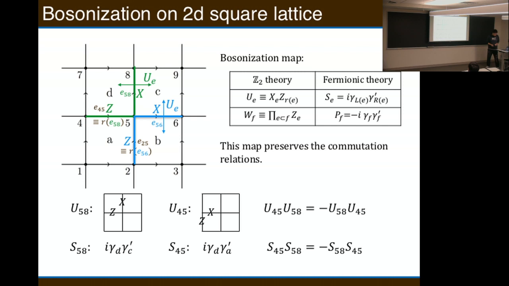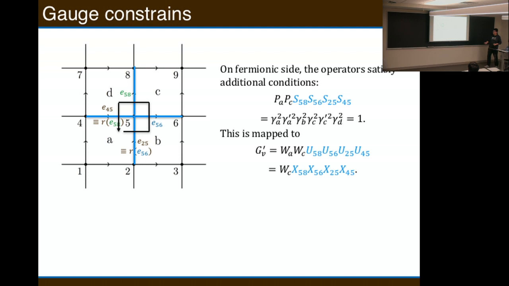However, this is not the end of the story. It turns out these two operators are not quite independent. The reason is because when we try to move a fermion around a circle, like the product of the hopping around the edges, it turns out to be equal to 1, by the property of the Majorana fermion. So this means on the fermionic side, these operators have some identity they need to satisfy. But if we just apply the mapping here, this product will map to some bosonic Paulis, but these Paulis don't guarantee to be one.